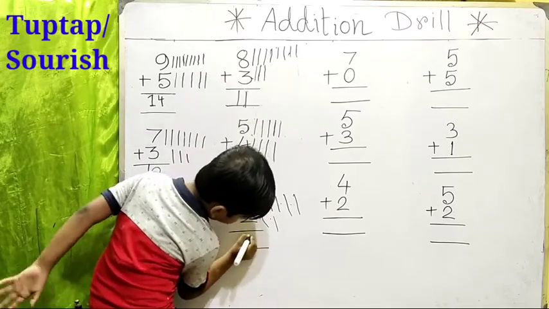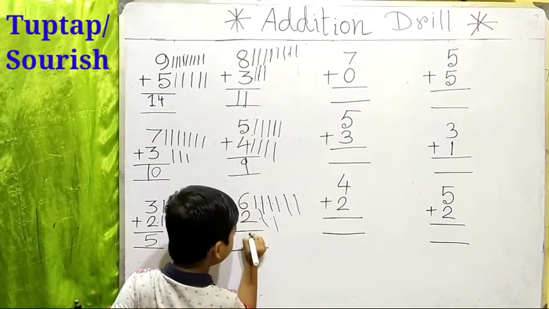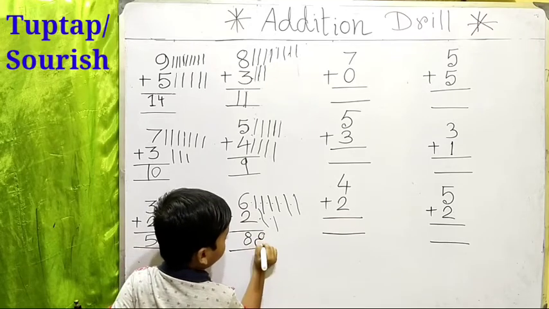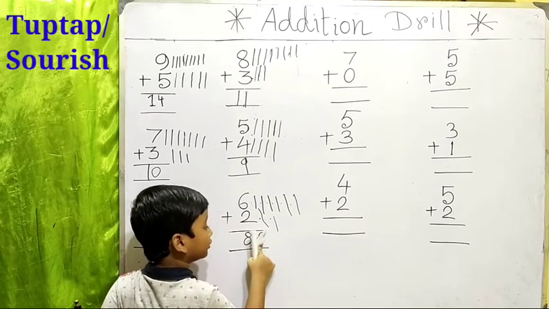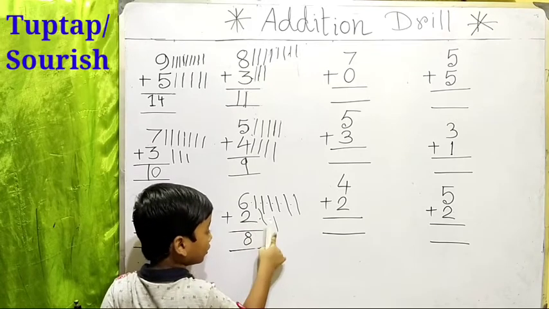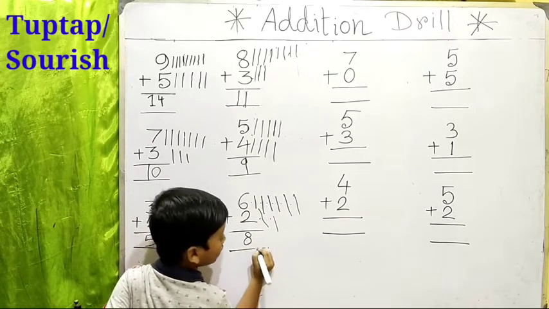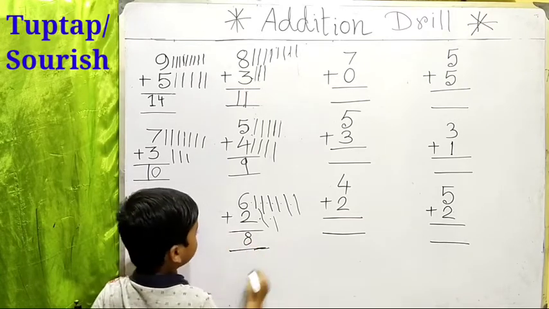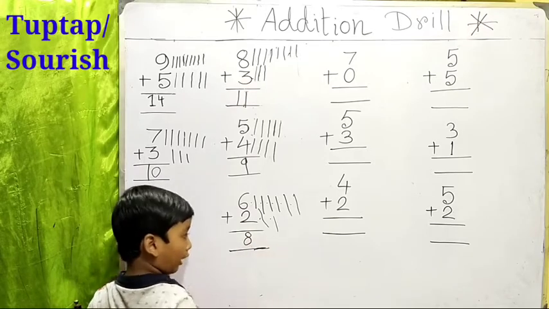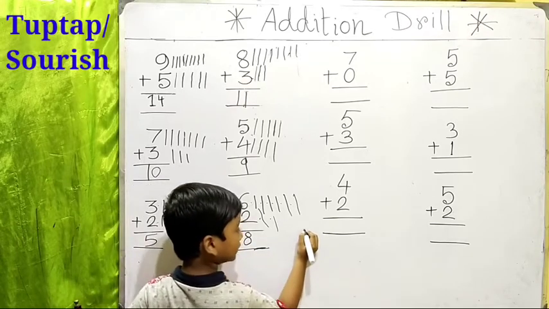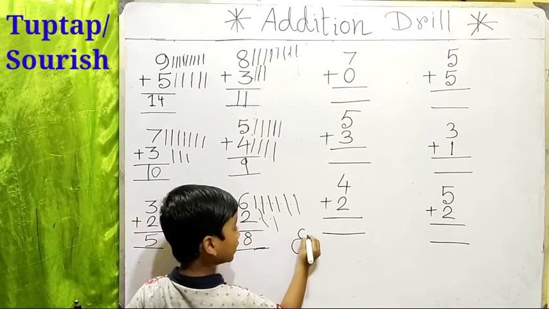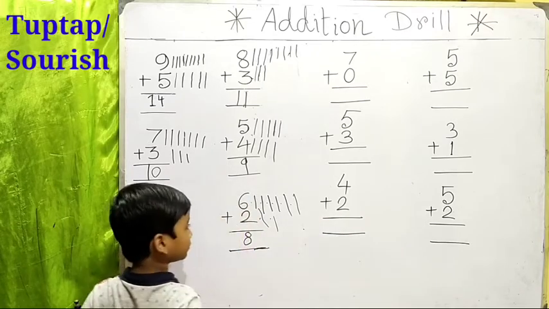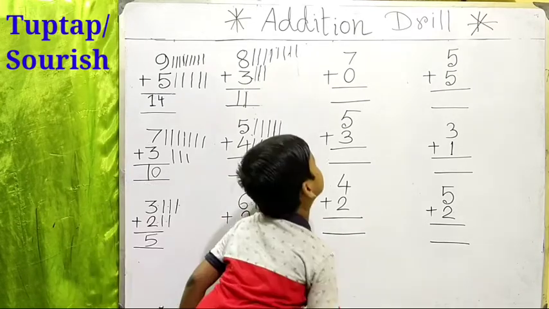Our answer is 8. Always write it like this, an S-shaped 8. Do not write this round 8. This round 8 is not the good 8. This is the good 8. The S-shaped 8. How can you do the S-shaped 8? I show you. This is another S. Okay? So remember it. Next.